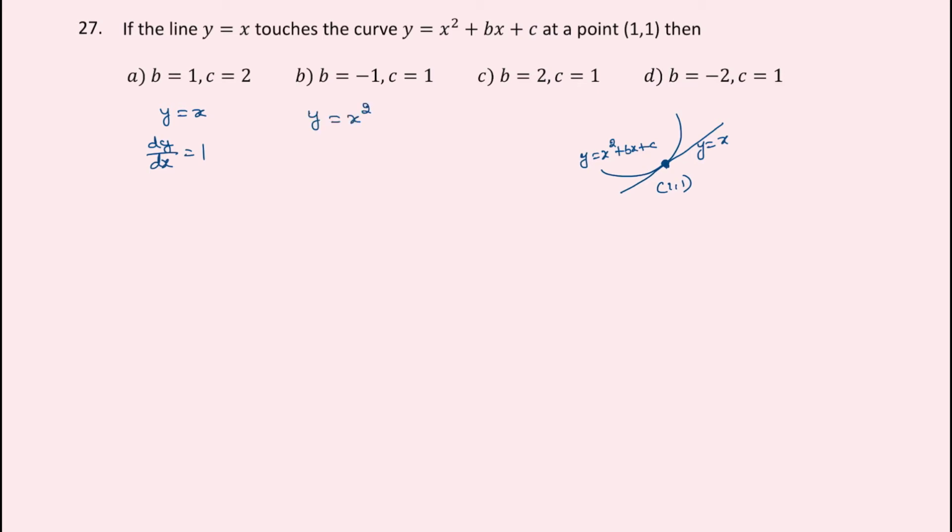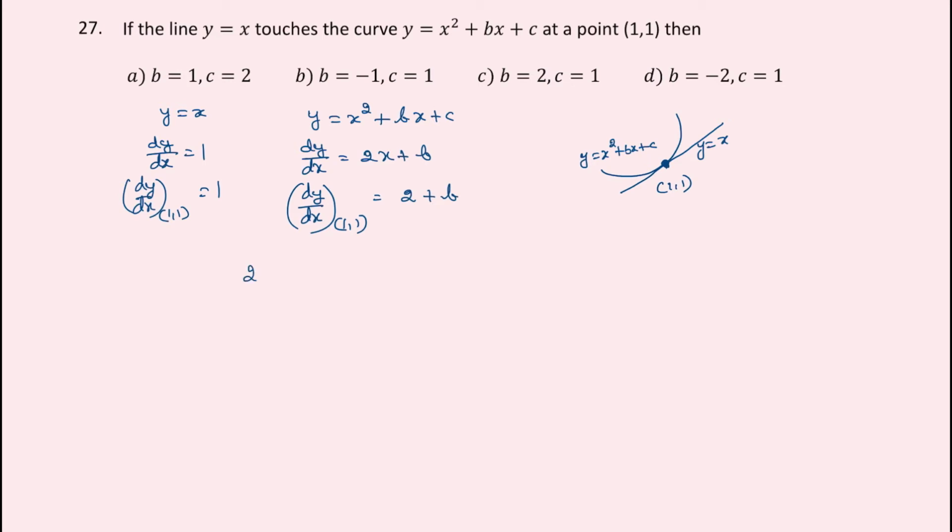The curve equation is y equal to x squared plus bx plus c. Dy by dx of the curve is 2x plus b, but at the point of contact, the slope of the tangent will be equal to the slope of the curve. So 2 into 1 plus b. The slope of the tangent at the same point (1, 1) is the constant 1. Both should be equal. Therefore, the b value is minus 1.